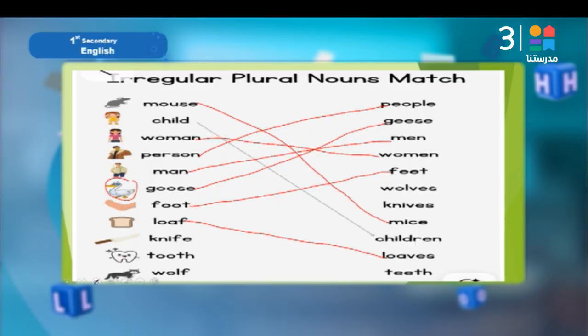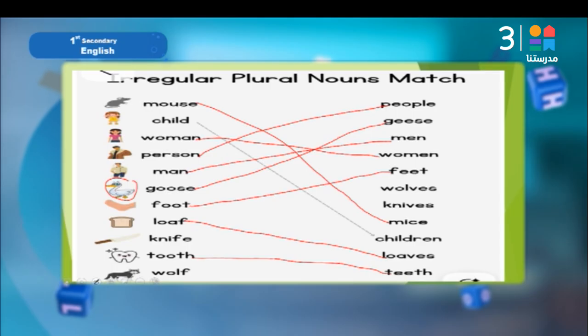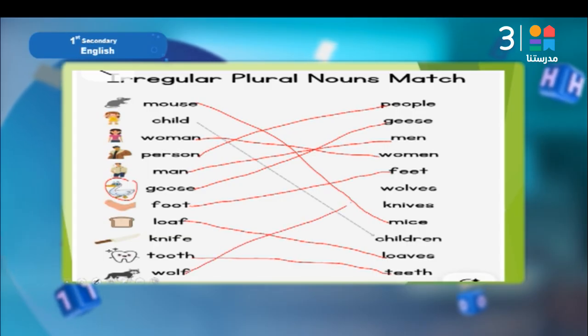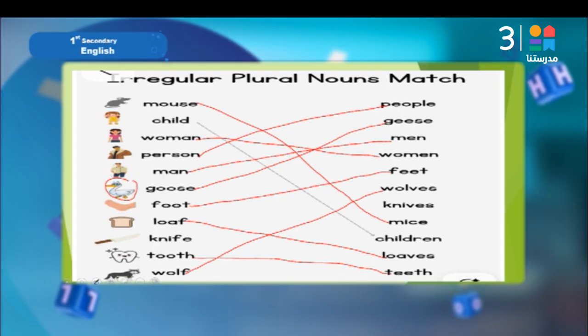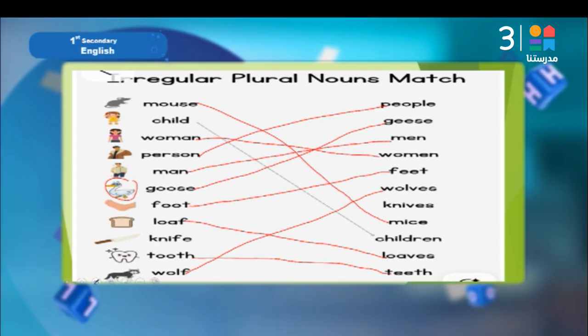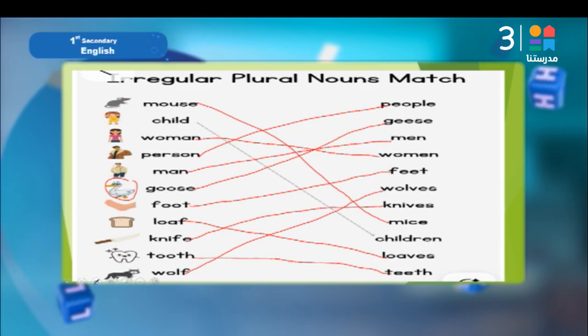Tooth, tooth, سنة. Yes. Do you take care of your tooth? Or do you take care of your teeth and usually go to the dentist? Wolf, can you see the wolf? And the plural of it is wolves. Well done, very good. You killed it, you got it. But we still have one here, knife, and the plural of this word is knives.